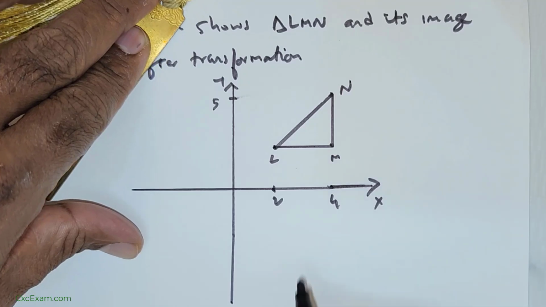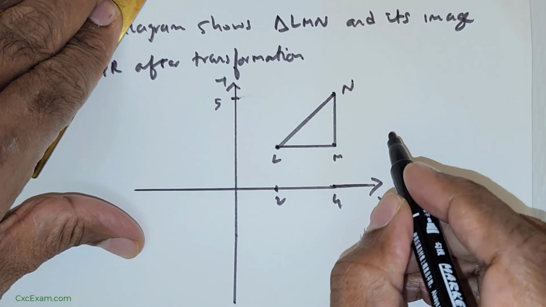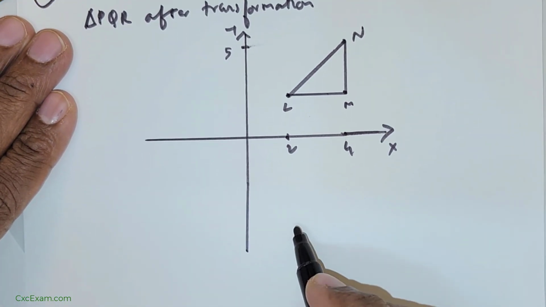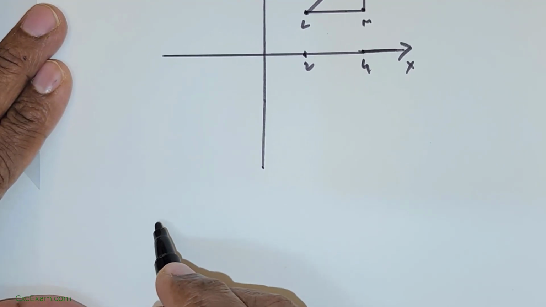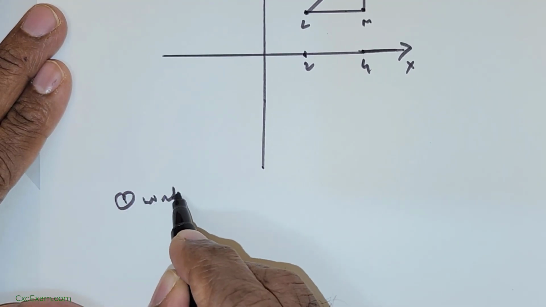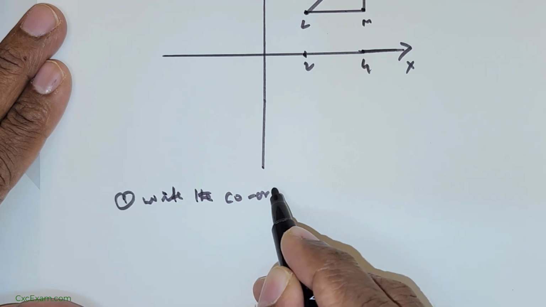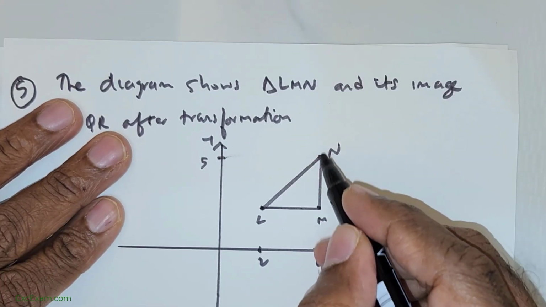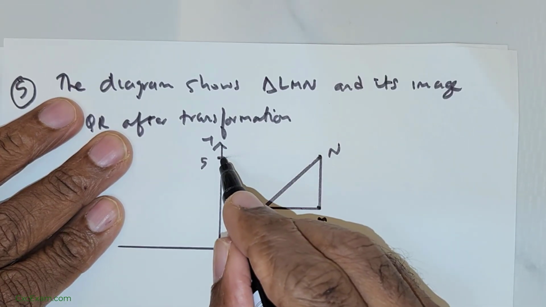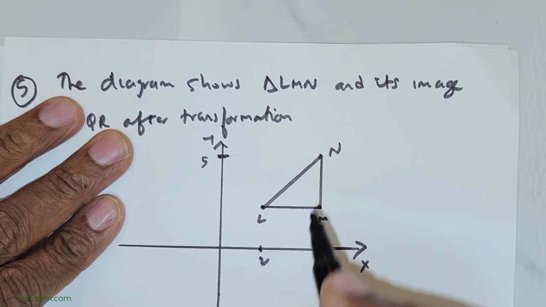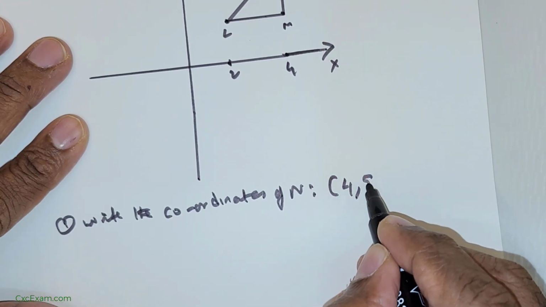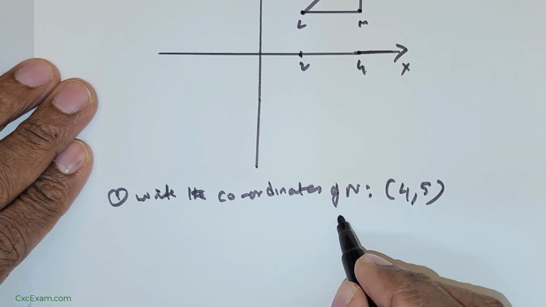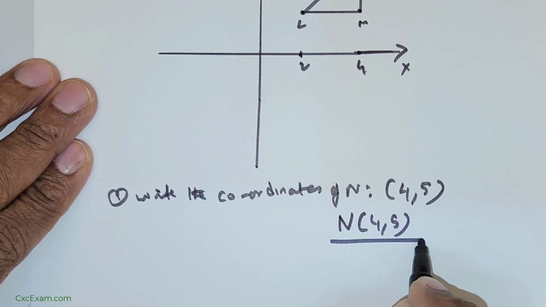Okay, LMN, and we are asked to write the coordinates of N. So this is the first question. Write the coordinates of N. So if you see, N is starting from 4 and along the y-axis reaching 5. So write that. So this will give you 1 mark. 4, 5. Okay, more specific.